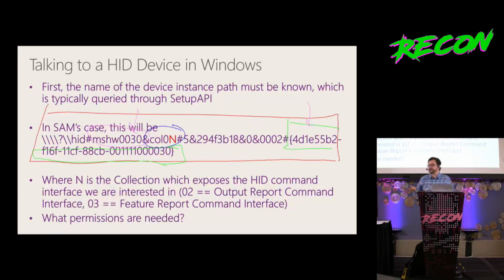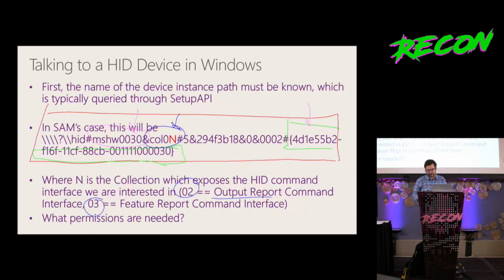That's the collection. So SAM exposes three collections. Collection 1, I'm actually not quite sure what it's used for. Collection 2 is the one through which you can send output reports, and all those 40 commands are available there. Collection 3 is through which you can send feature reports. So if you want to send some commands to SAM, you have to open a handle to collection 3. Other commands, you need to send those over collection number 2.